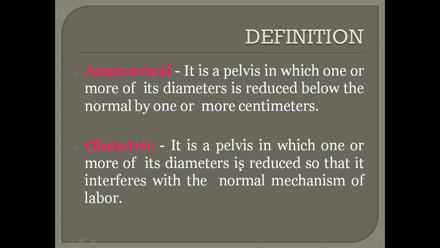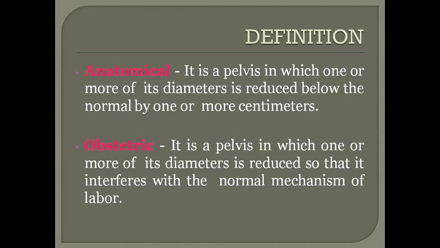Here also the same aspect, that the diameters of the pelvis will be reduced. But how will it interfere with the normal mechanism of labor? Because the diameters are considerably small, it is difficult for the progress of labor. So it will be interfering with the normal mechanism of labor. That is the obstetrical definition for the contracted pelvis.